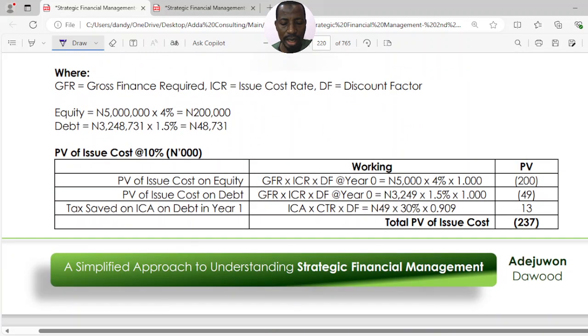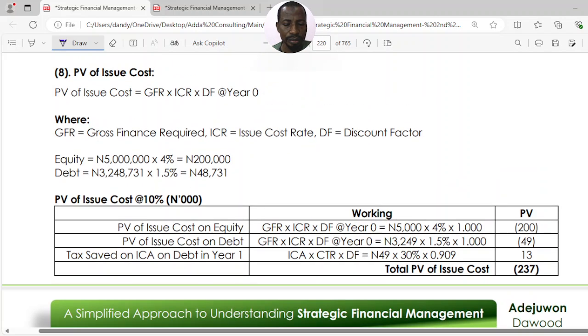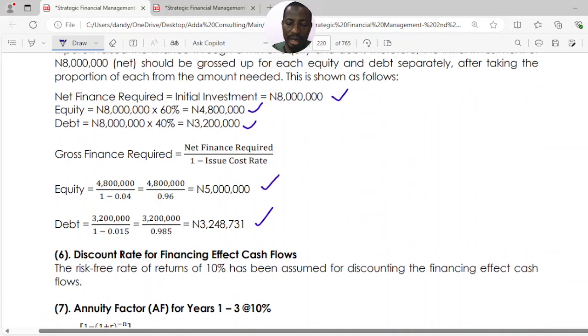The next thing I want to calculate is the present value of issue cost amount on equity. Like I explained, since we have calculated the gross finance required, the gross finance required is 5 million naira. That's the 5 million naira here. So all I need to do now is to calculate the issue cost amount on equity. The issue cost amount on equity will be the gross finance required multiplied by issue cost rate of 4%.